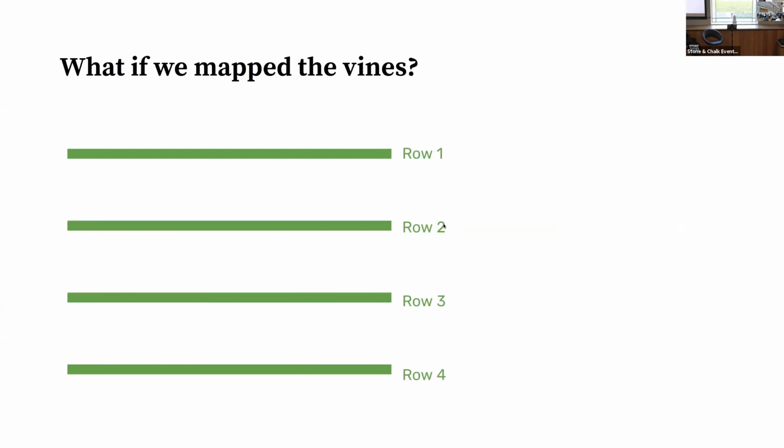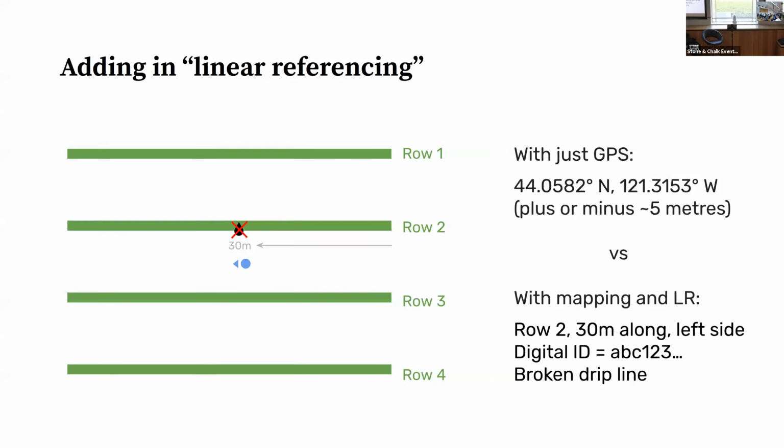So a different way that you could think about this is if we can refer back to those rows. If you can create a base map, start to draw in these rows and refer to location in a slightly different way. So let's say I'm here, I see the broken drip line. I could instead say I'm in row 2 at 30 meters along. And that's going to give somebody a much more useful set of information. It's probably very similar to how you might describe it to somebody, but there's ways that we can tell computers this in an automated way.